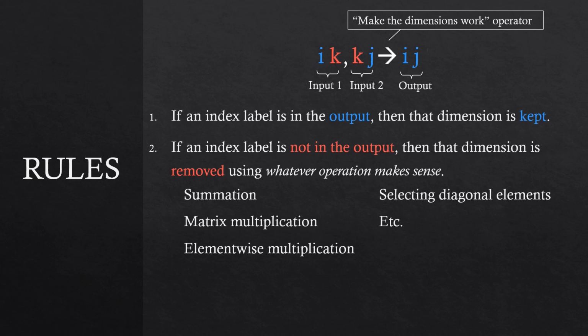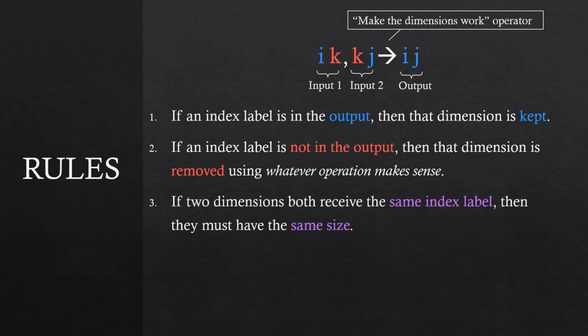The last two rules are, if two dimensions both receive the same index label, then they must have the same size. And that's basically just because an index shouldn't ever go past the length of another dimension.